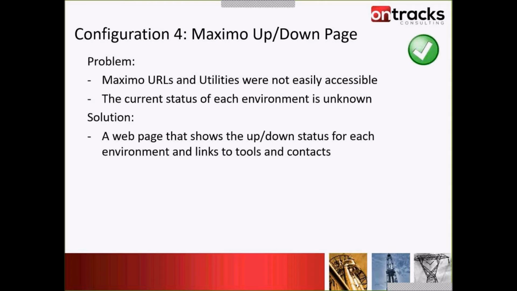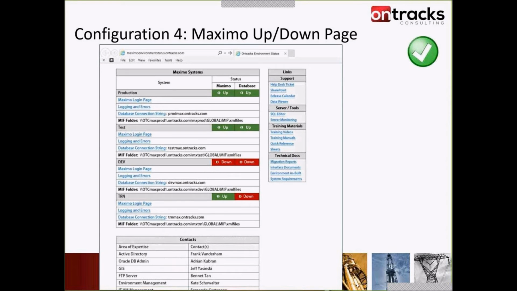So this is really just a JSP, like a web page that you can go to that's going to show you the up-down status for each of your environments, for both the Maximo system as well as the database, and links to commonly used tools. And it's just really, really useful, particularly for system admin folks, but not exclusively. And this is a screen capture of what that would look like.